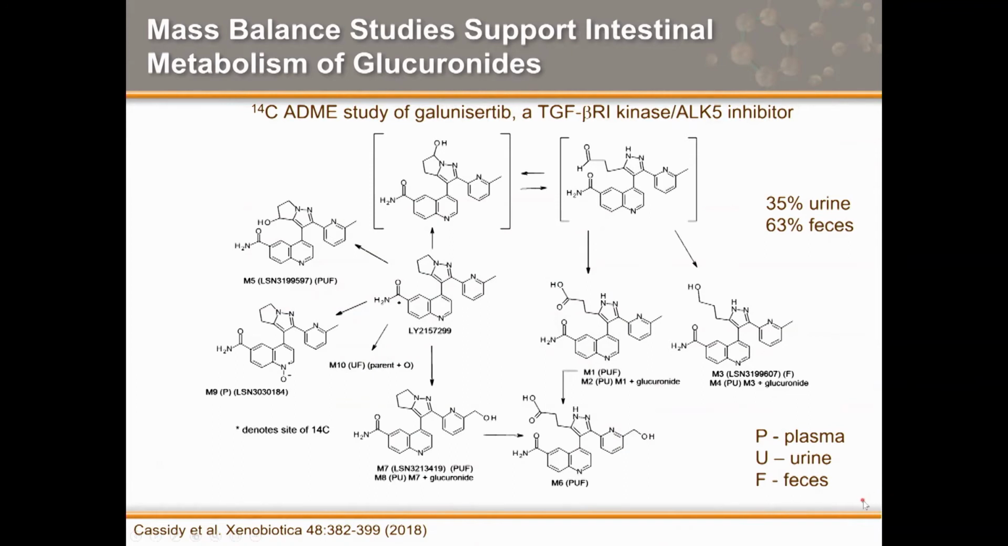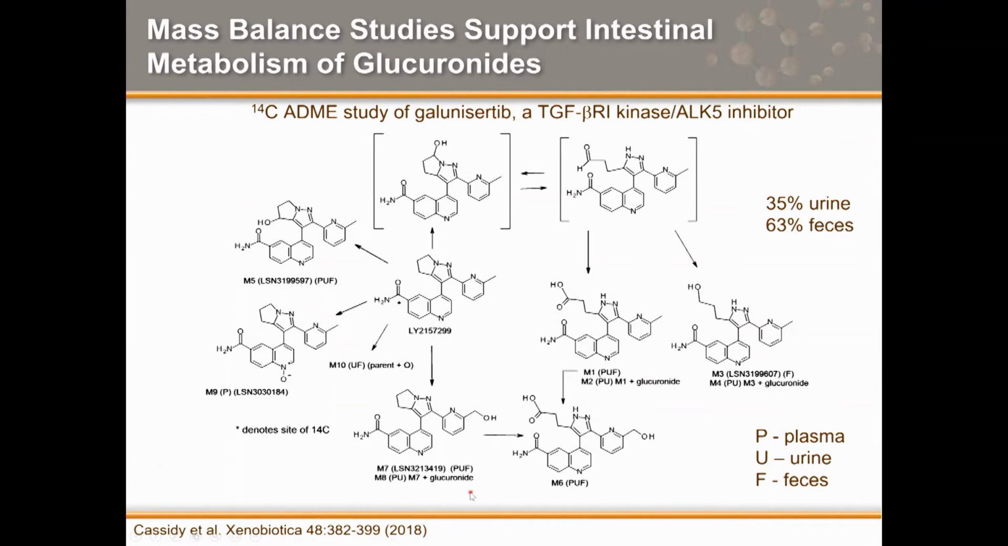Here's an example of a C14 mass balance study of a TGF-beta R1 kinase inhibitor, this LY compound here. And you can see that there are multiple routes of elimination of this compound. For each of these metabolites, it's indicated whether it was detected in plasma, urine, and/or feces.